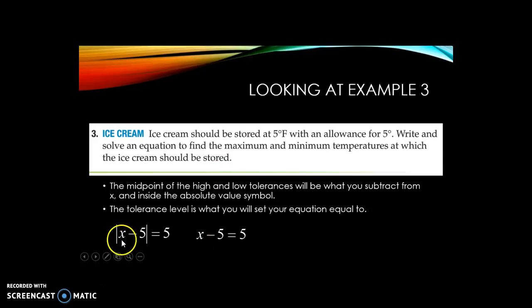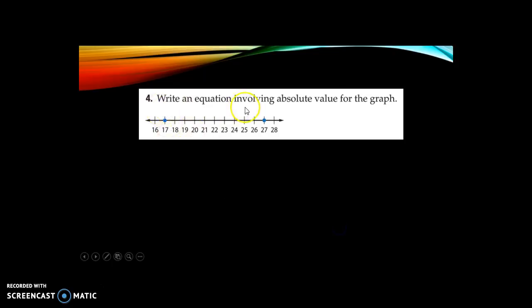So I know that this value could be 5, or this value could be negative 5. That's what we get here. All right, and then I solve both of these. Add 5, I get 10. Add 5 to negative 5, I get 0. And those are my answers. And we got one more problem we want to look at, and that's writing an equation.